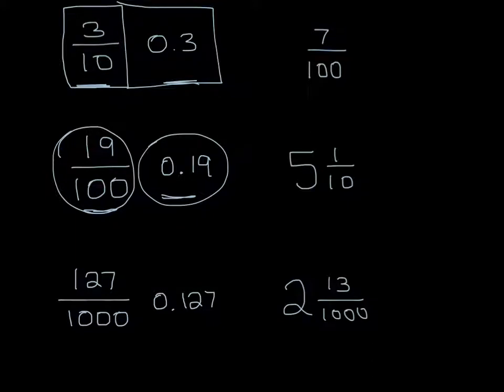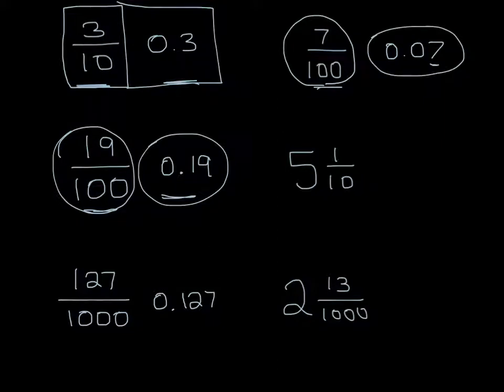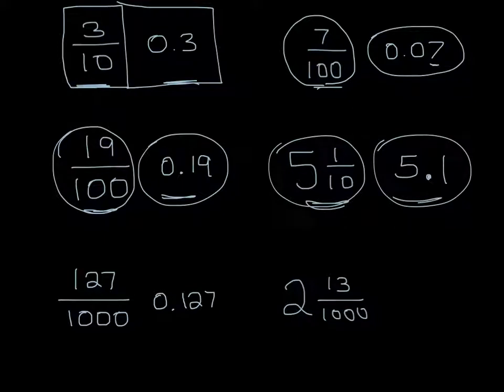Now let's look at the next column. We have 7/100, seven hundredths, and it looks like this. I have to make sure that the 7 is in the hundredths place. So we have seven hundredths as a fraction and seven hundredths as a decimal. They're completely equal. The next one says 5 and 1/10, so I would write 5 and 1/10 in fraction form and decimal form. Now the next one, 2 and 13 thousandths, right here.